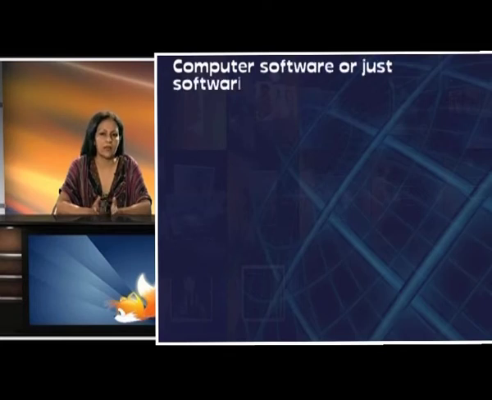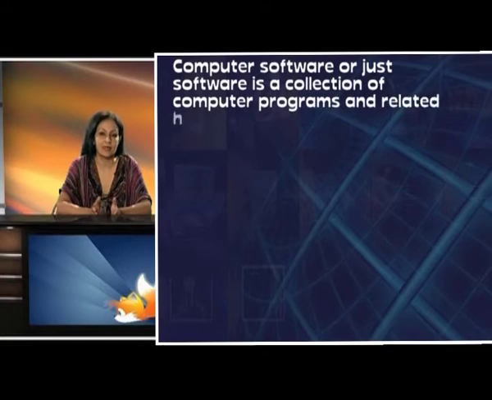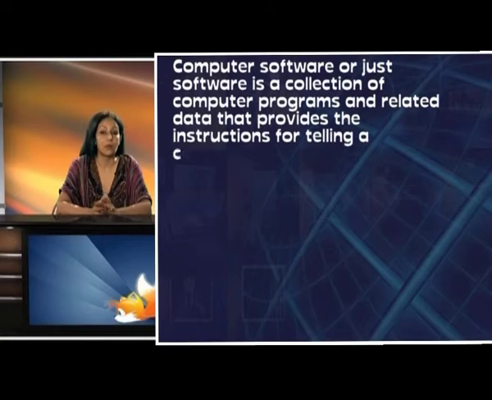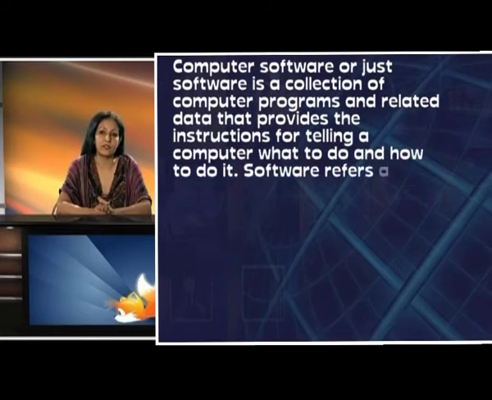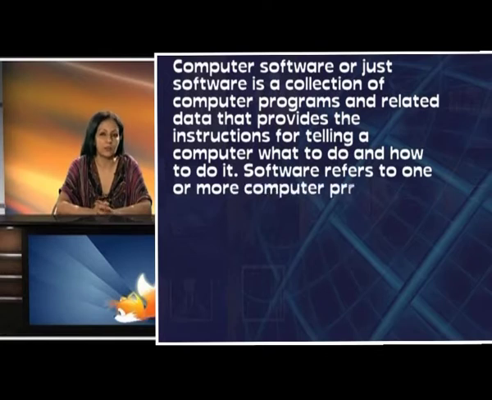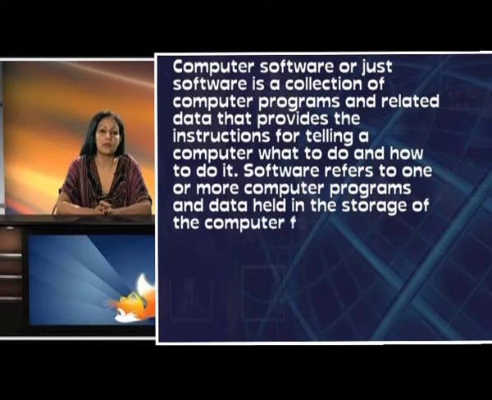Use of computer software. Computer software, or just software, is a collection of computer programs and related data that provides the instructions for telling a computer what to do and how to do it. Software refers to one or more computer programs and data held in the storage of the computer for some purposes.